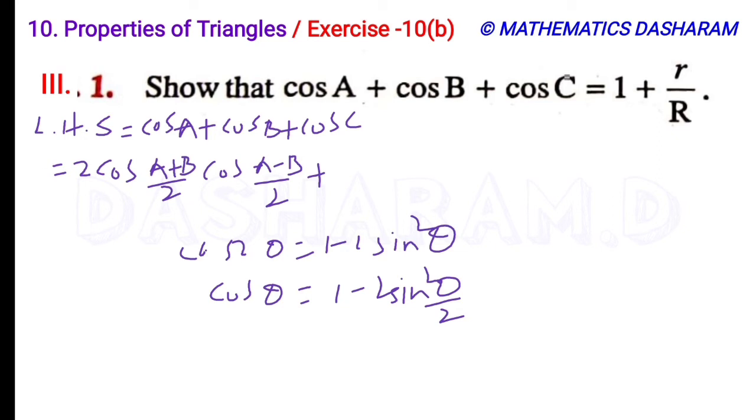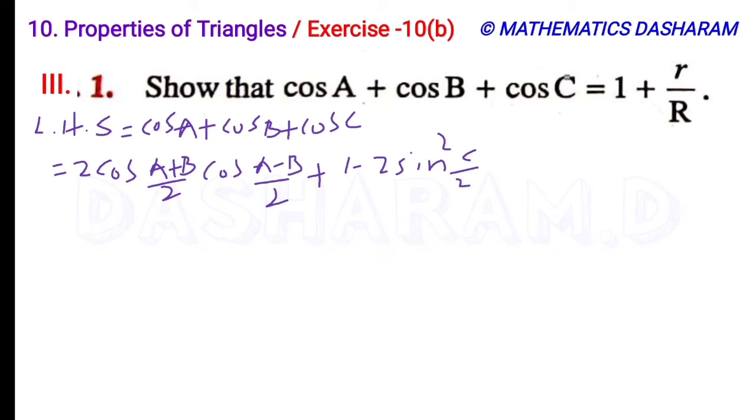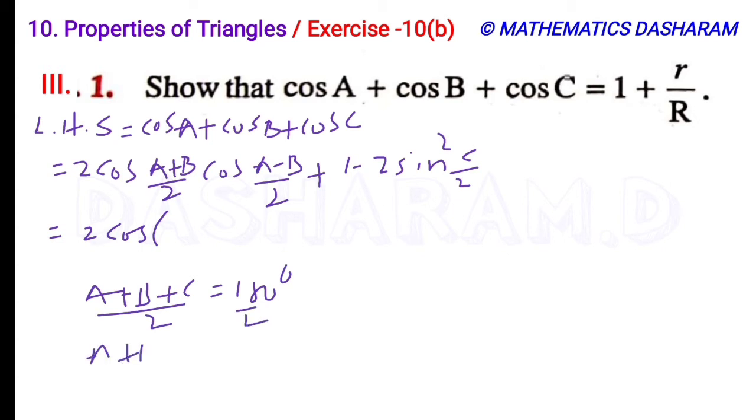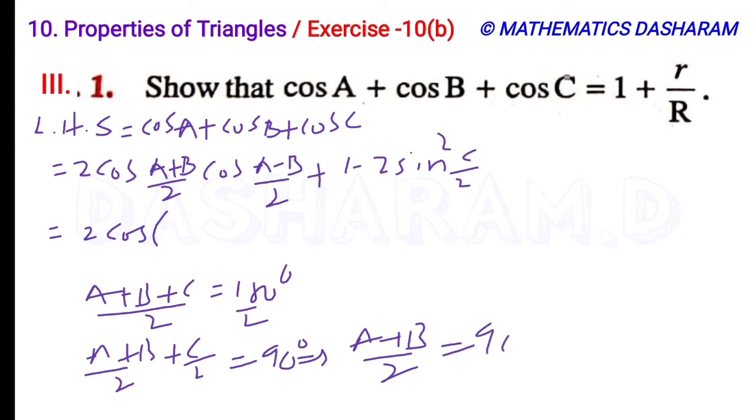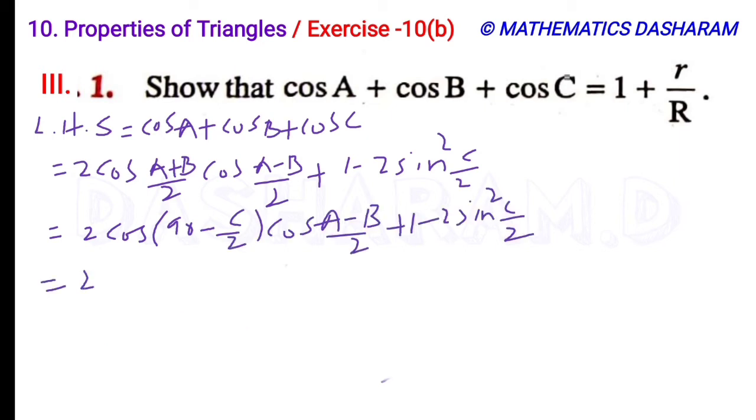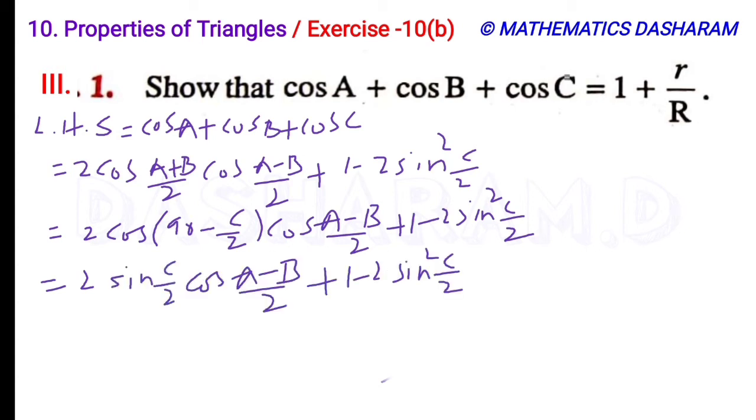So then at the place of cos C we can write 1 minus 2 sin square C by 2. So it is equals to 2 into cos. So actually the sum of the three angles of a triangle is 180 degrees, so by 2, here by 2. So then A plus B by 2 plus C by 2 equals to 90 degrees. So then A plus B by 2 equals to 90 degrees minus C by 2. So here 90 minus C by 2, it is equals to 2 into cos. 90 minus theta is sin theta. So sin C by 2. So first I am writing the 1.